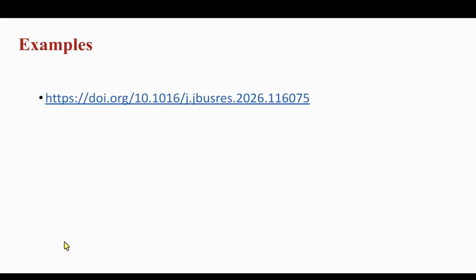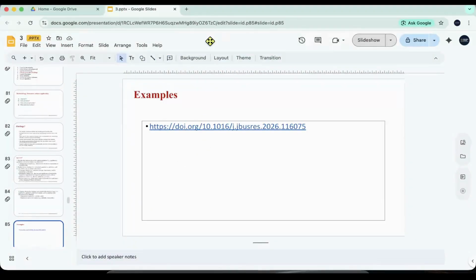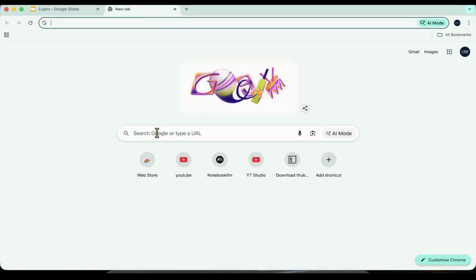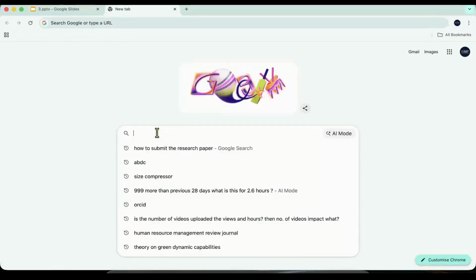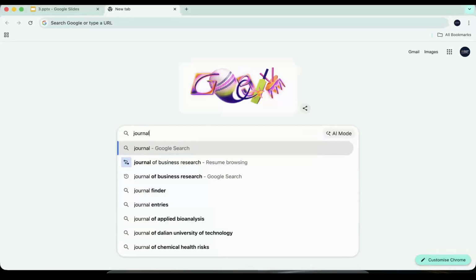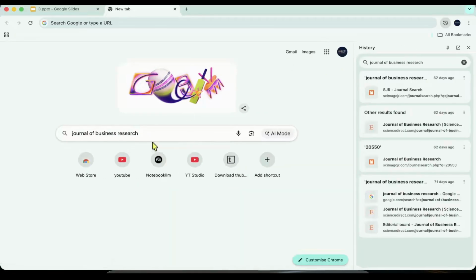Now team, let's look at some of the examples. I'll probably be opening a few good A category journals, and let's have a look at how they are doing. Okay, so let's have a look at a few journals. Let's have a look at the Journal of Business Research.